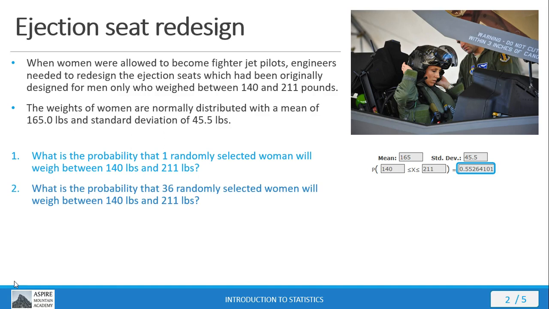Now, what is the probability that 36 randomly selected women will weigh between 140 pounds and 211 pounds? Again, stop the video, work this in StatCrunch, and then come back, we'll see how well you did.